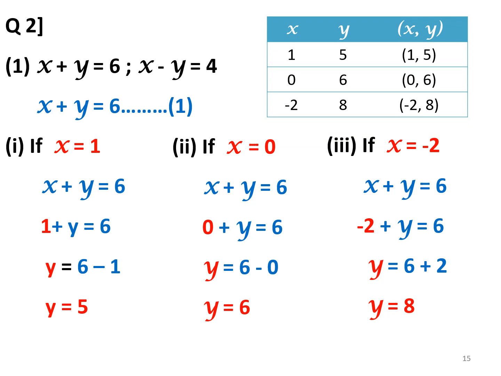So the tabular column becomes x. When x is 1, y is 5, so the xy coordinate is (1, 5). When the value of x is 0, the resultant y value is 6 and the xy coordinate becomes (0, 6). When the value of x is -2, the value of y is 8 and therefore the xy coordinate is (-2, 8).